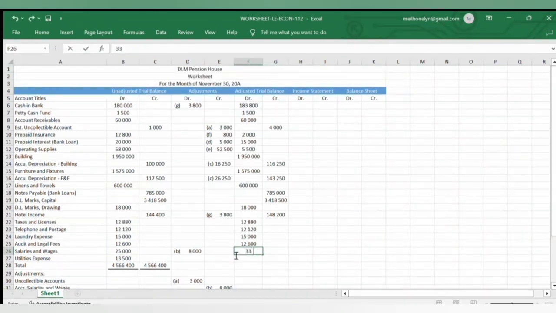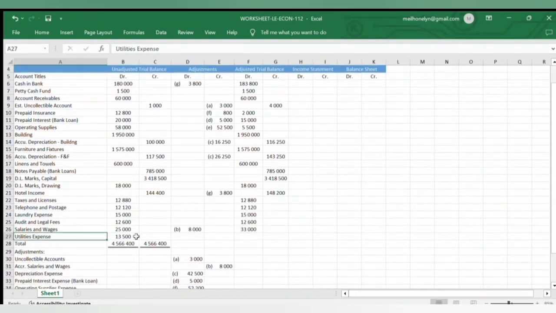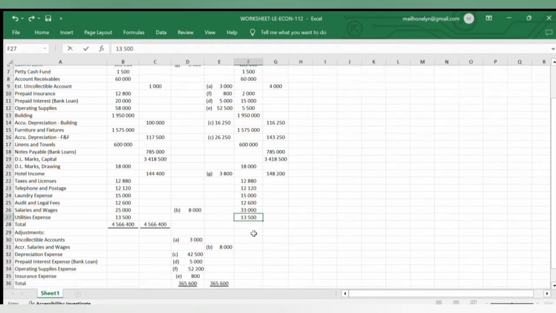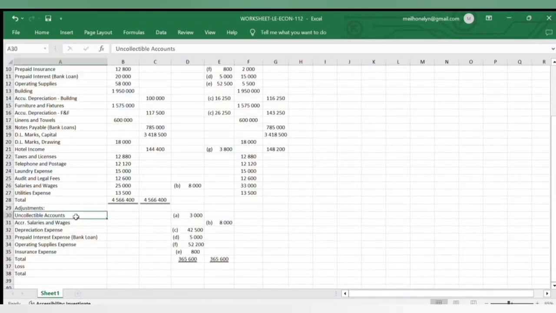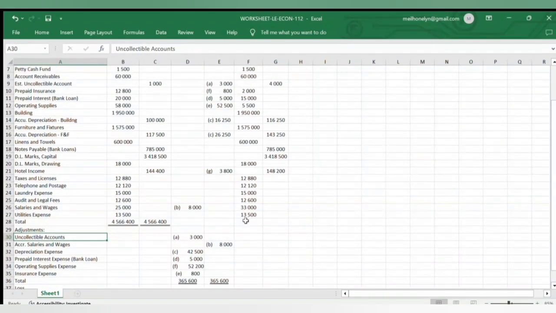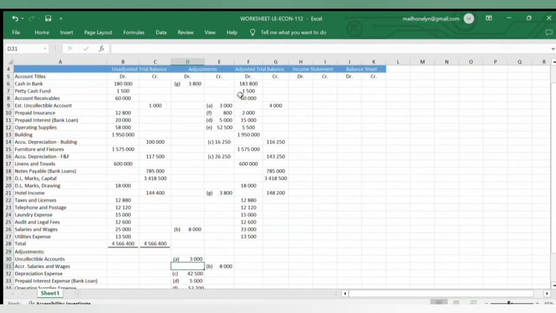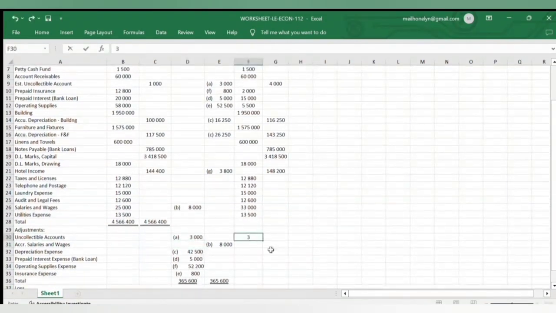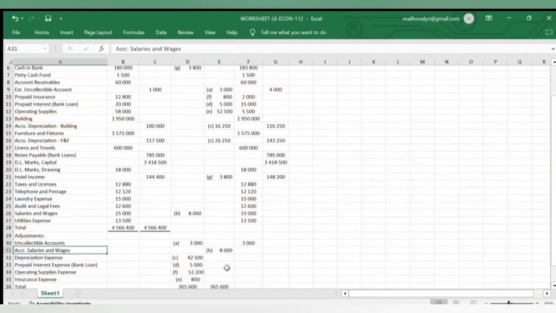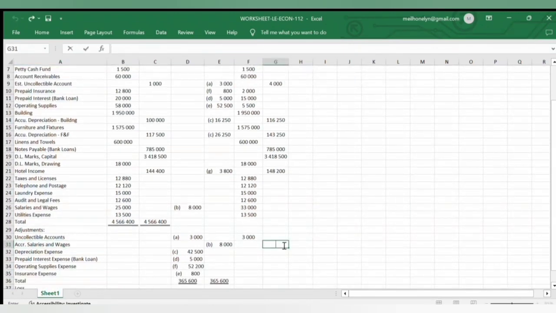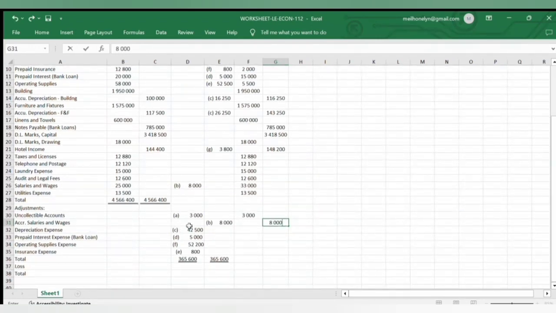So 33,000. For the utilities expense, it will remain as is on the debit side of the adjusted trial balance. So we will just have to copy this one, 13,500. And this one, for the uncollectible accounts, it will remain as is on the debit side of the adjusted trial balance. We will just have to copy this one on the debit side. For the accrued salaries and wages, it will also remain as is, but it will be plotted on the credit side. So 8,000.